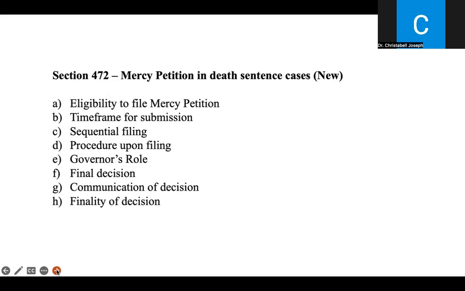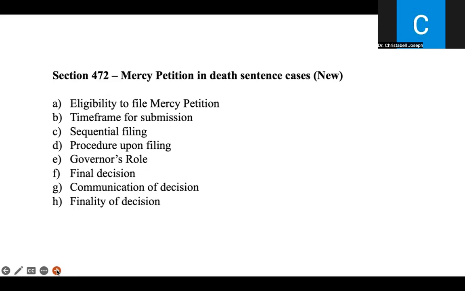The seventh subsection deals with how the decision is communicated. Upon the President receiving the orders on the mercy petition, the central government must communicate the decision to the Home Department of the state government and the superintendent of the jail within 48 hours.